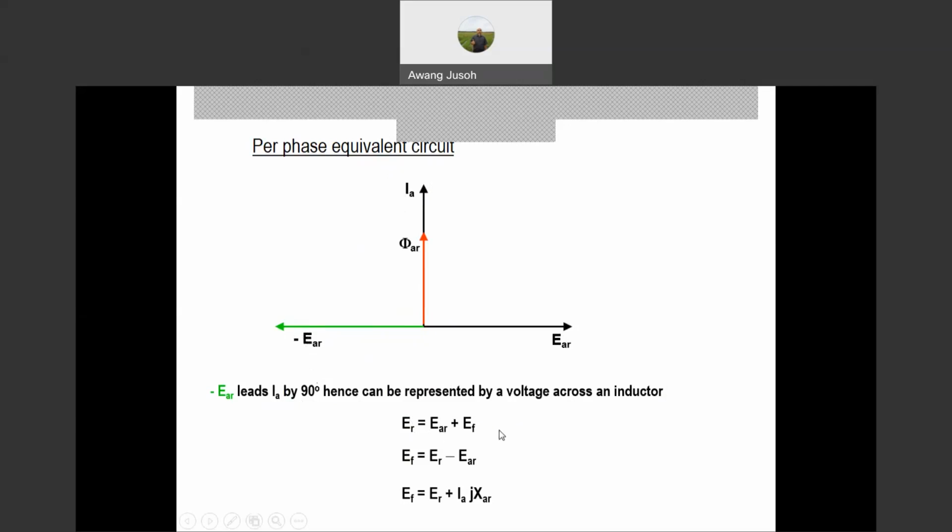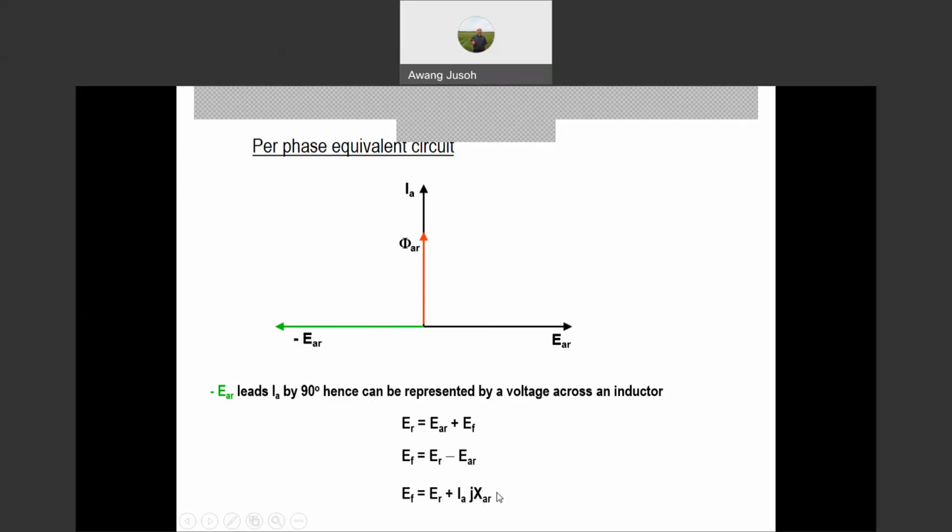This previous equation, ER equal to EAR plus EF, is our previous example just now. You can rearrange this one. You bring EF, the excitation voltage, to one side. So excitation voltage here equals ER minus EAR, where EAR is basically an inductor voltage. You can represent it by IA jXSR. So this EAR is exactly an inductor voltage, the product between IA and jXSR.